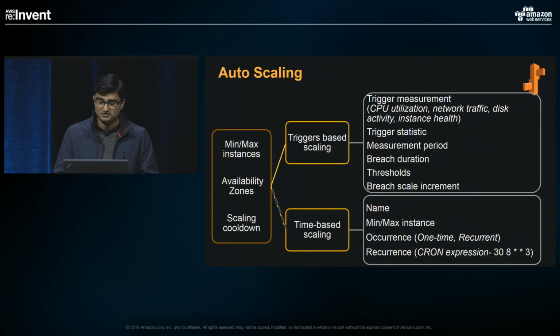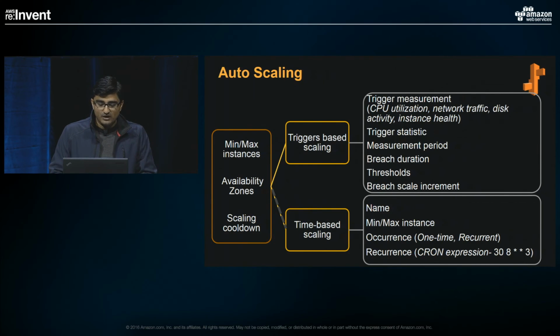When the upper and the lower thresholds of the conditions for the metric have been breached for the specific period of time, the trigger launches a scaling activity. So you can choose the trigger measurement. So trigger measurement setting is essentially to specify the metric for your triggers, as we discussed.